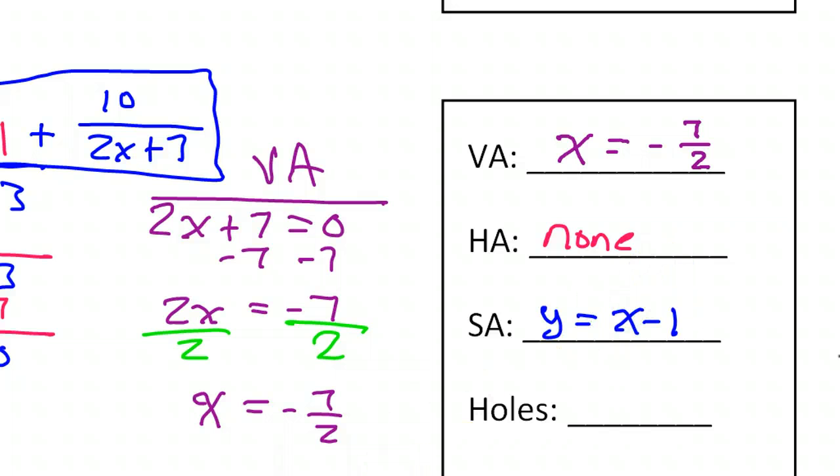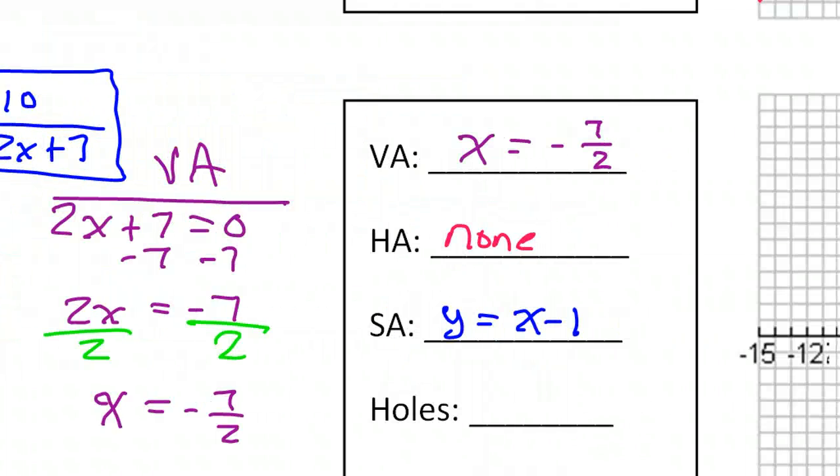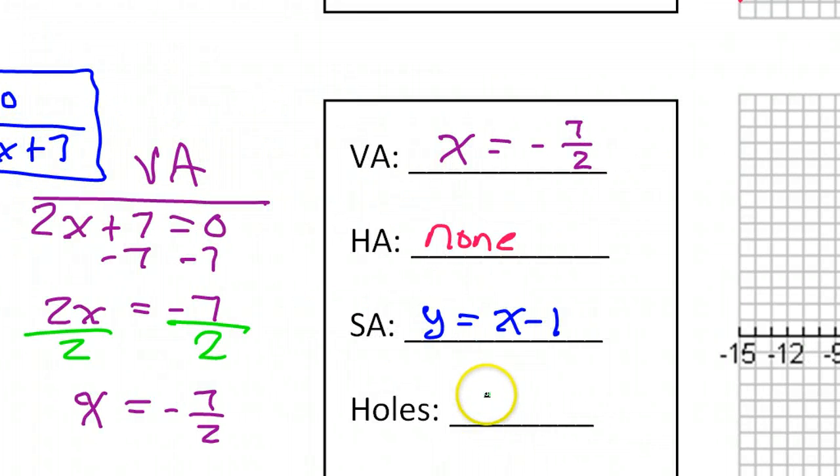So nothing cancels out, alright? That's why I have a remainder. So since none of the factors cancel out, then I won't have any holes. Okay, so that completes this. So let's get the graph started. Let's go ahead and graph our vertical asymptote and our slant asymptote.